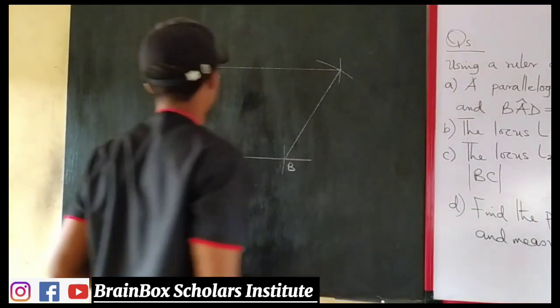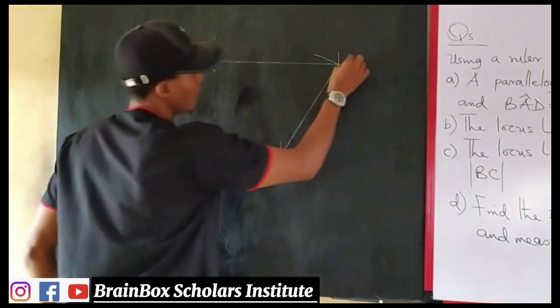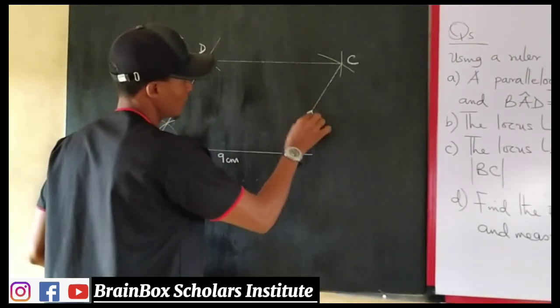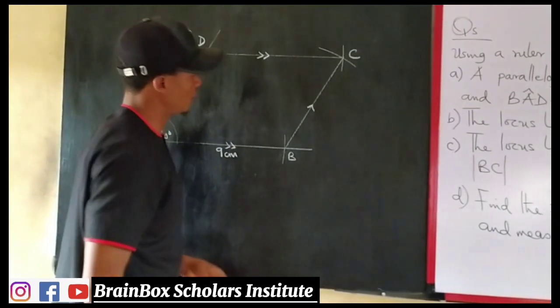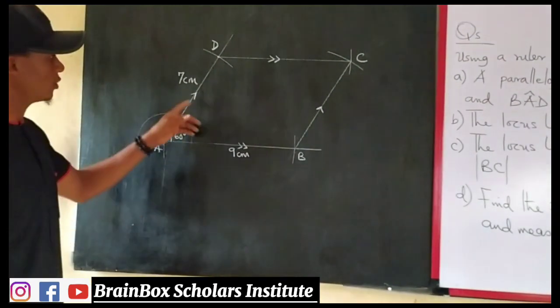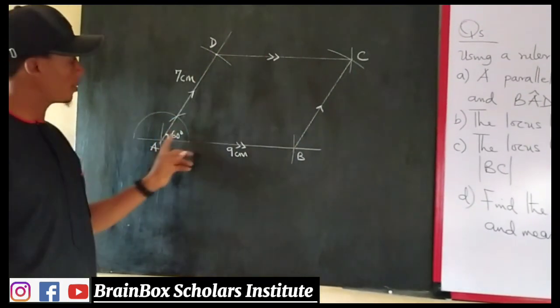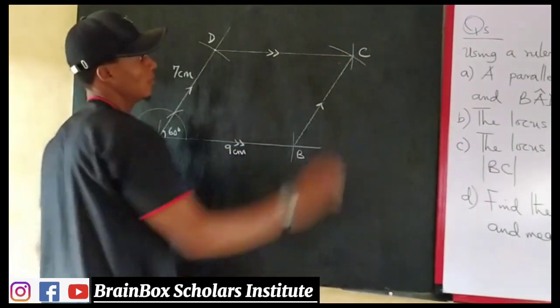Alright, and this is what you see. So this becomes my C. So here is parallel to what is here. These are the properties of a parallelogram. We say that the opposite sides are equal and parallel, and the opposite angles are also equal. Are you there? So what is here is equal to what is here.